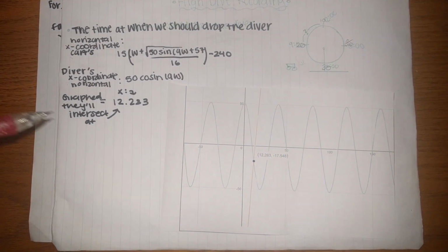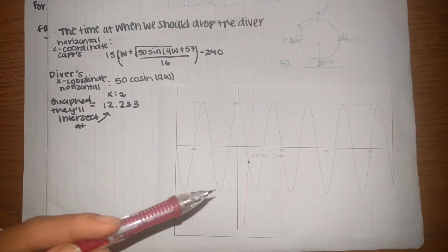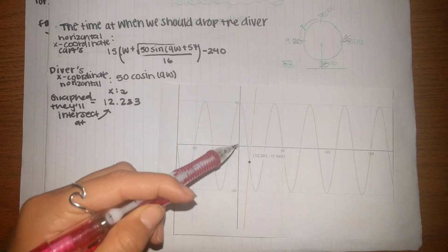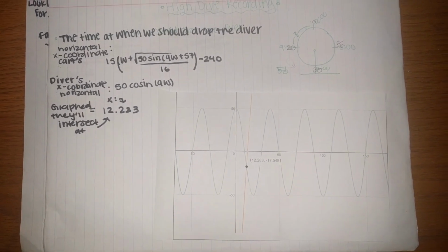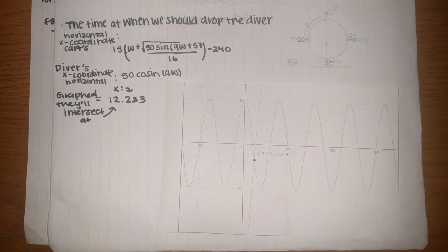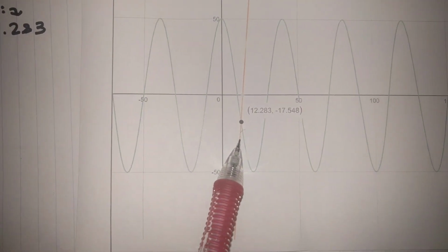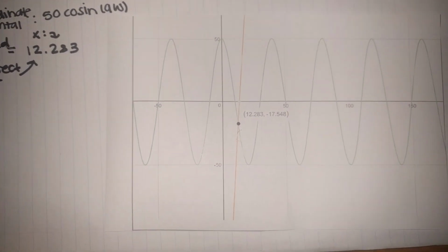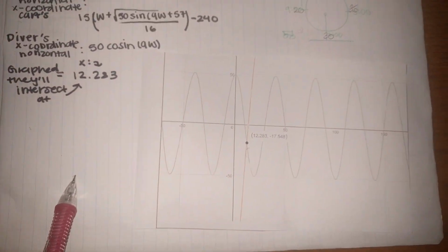Once you plug these into a graphing calculator or Desmos, you will come up with a graph like this. The red is the horizontal x-coordinate of the cart, and the green cosine graph is the diver's horizontal x-coordinate. When you graph these, you'll find an intersection at 12.283, and that gives us the time we should drop the diver.